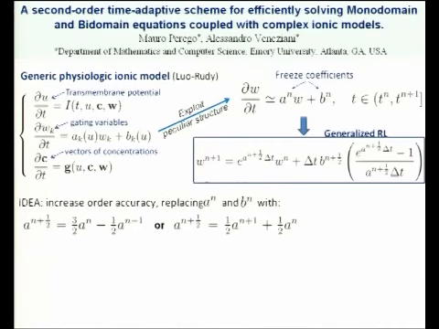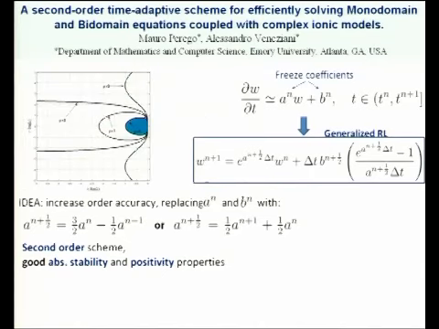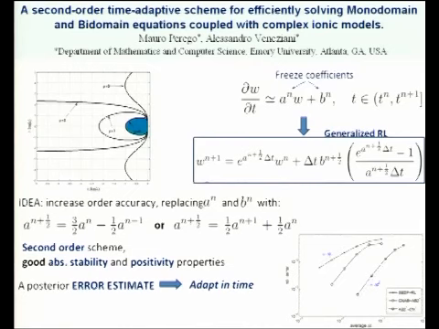So our idea was to increase the accuracy by replacing the coefficients an and bn with an plus 1/2 and bn plus 1/2 with some approximations. And depending on the approximation, we get different schemes. And we prove that these schemes are second-order schemes, and they present good stability and positivity properties.